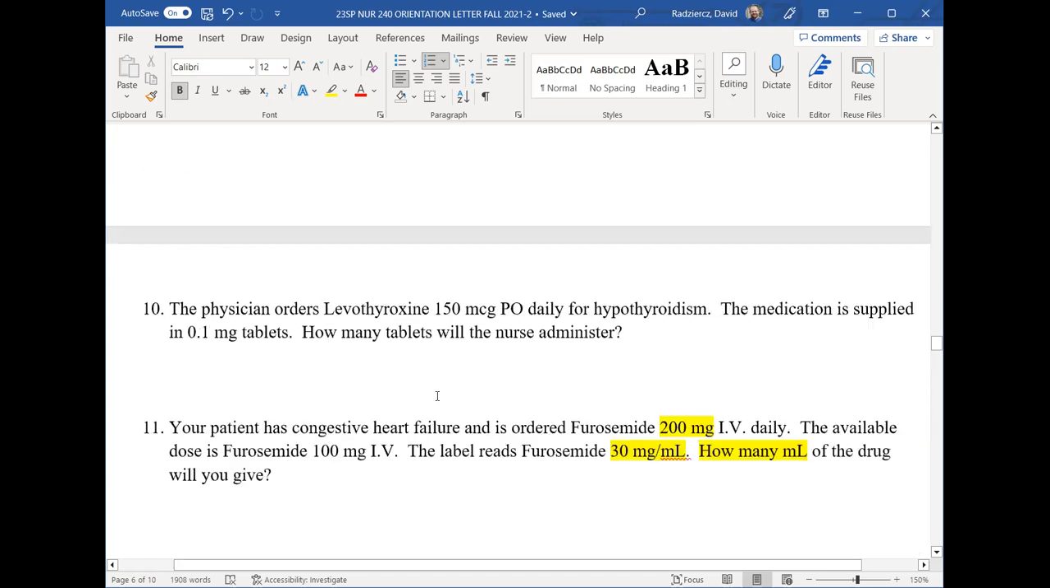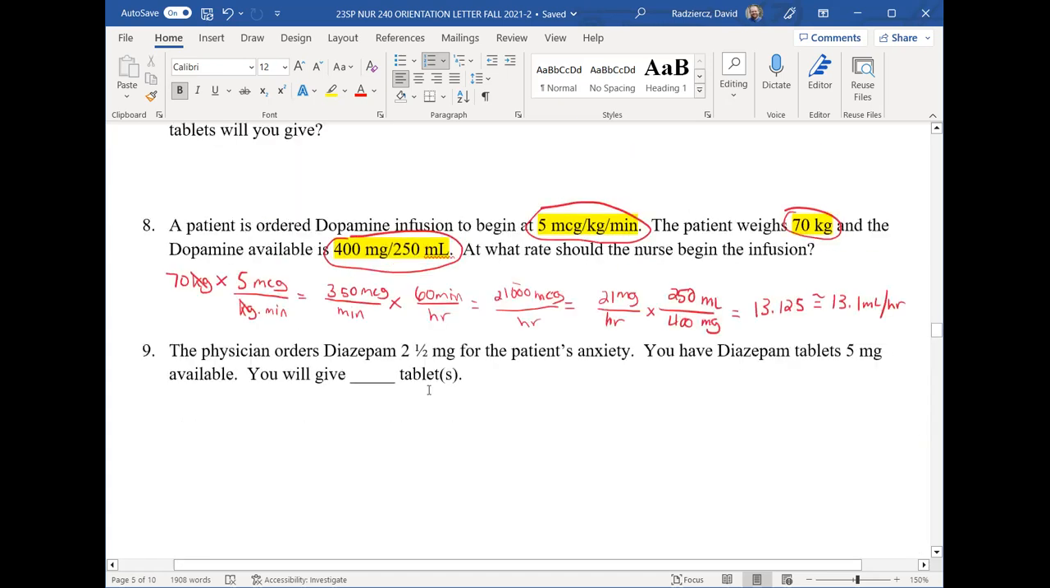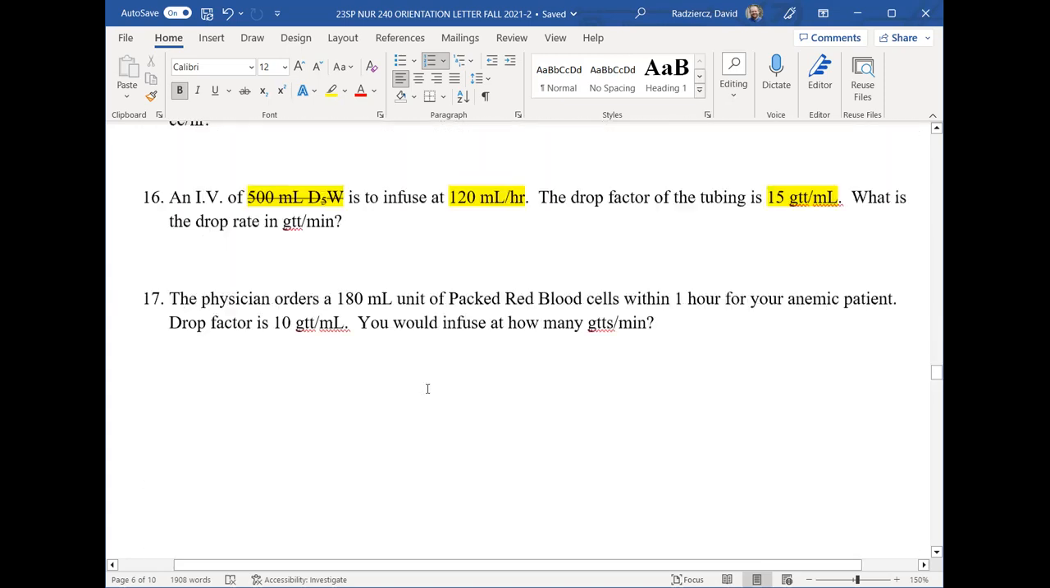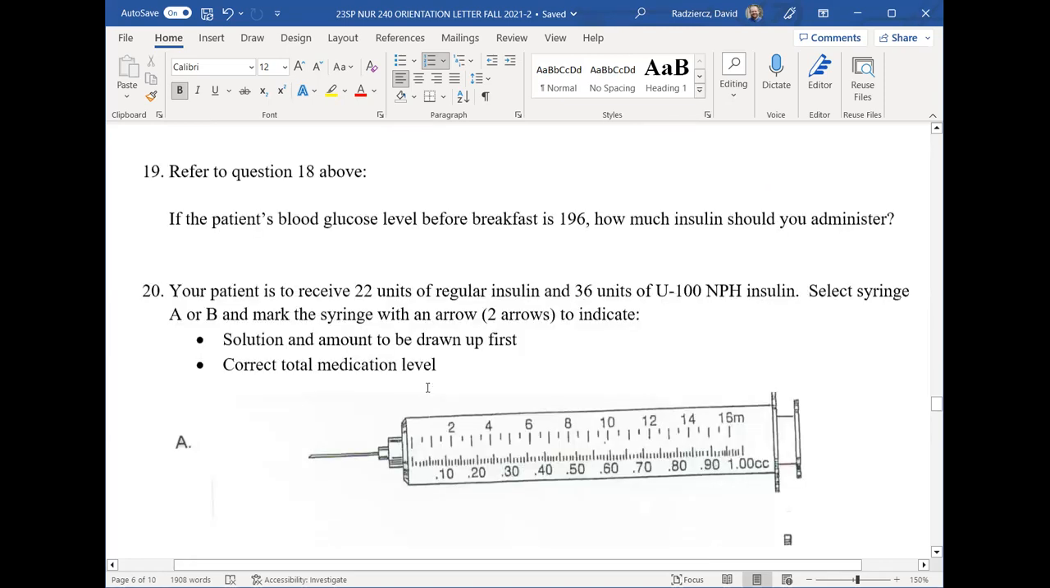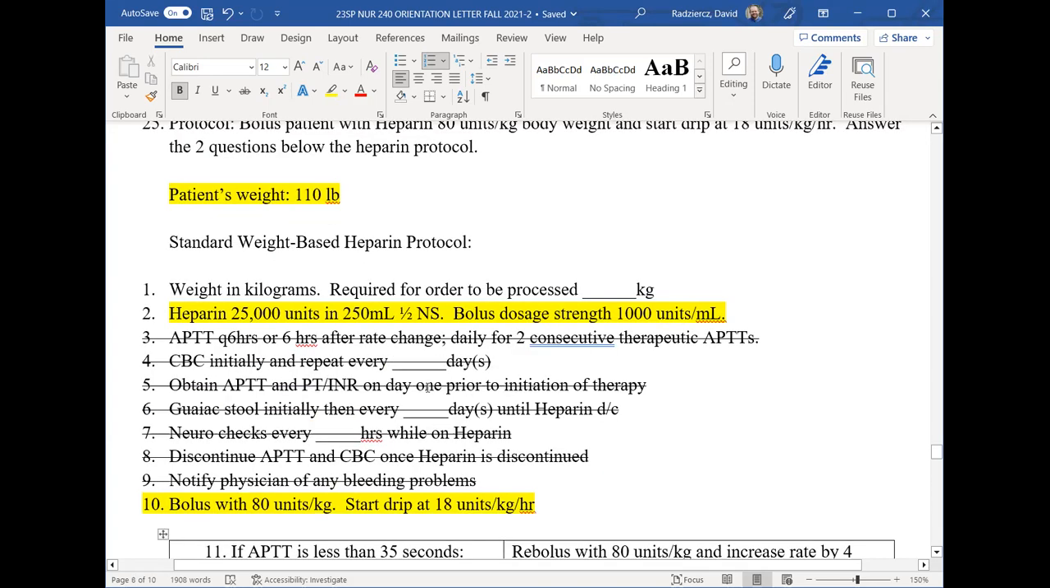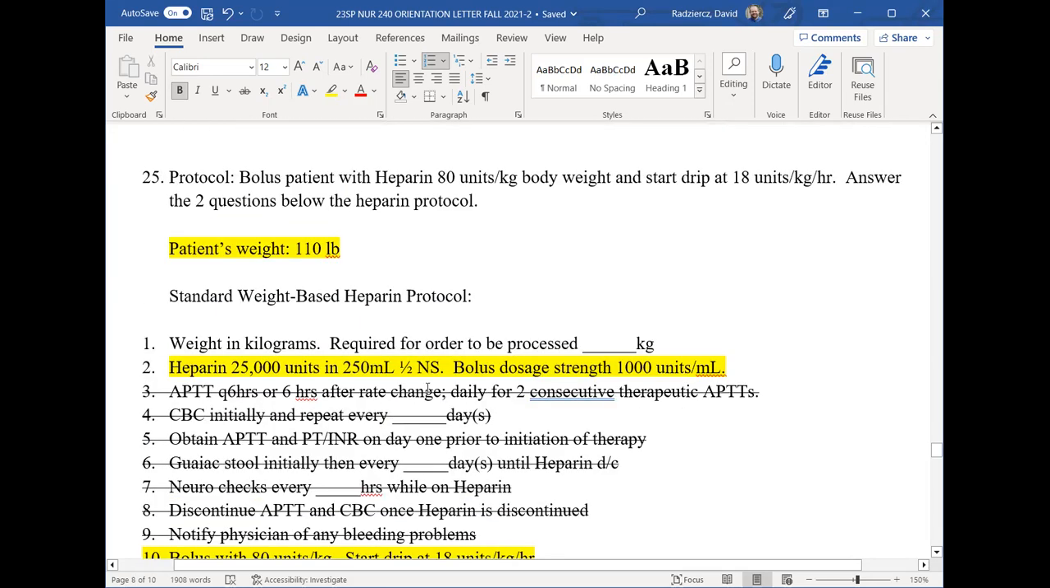All right. So let me do something that is associated with the heparin protocol, and then let me change the patient's weight so that way it's something that is not an even number. So what I'm going to do is a variation of this. Let's say the patient in this scenario weighs 237 pounds.